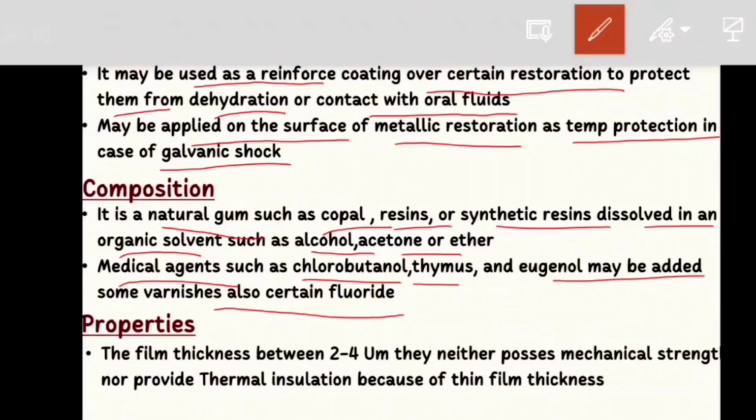Now, what are the properties of cavity varnish? The film thickness is between 2 to 4 micrometers. They neither possess mechanical strength nor provide thermal insulation because of the thin film thickness.